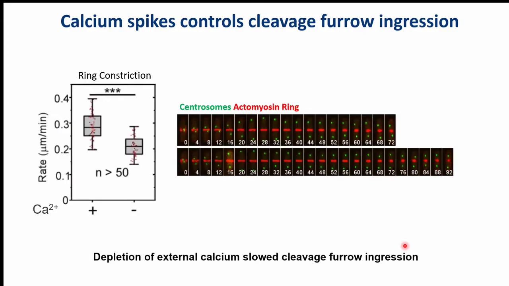We did the same thing in a calcium-free media and observed a similar result: ring assembly was the same, but ring constriction was severely delayed because the contractile ring was ingressing very slowly. That's why it is delayed. This suggested that the calcium spike controlled the ingression of the cleavage furrow.